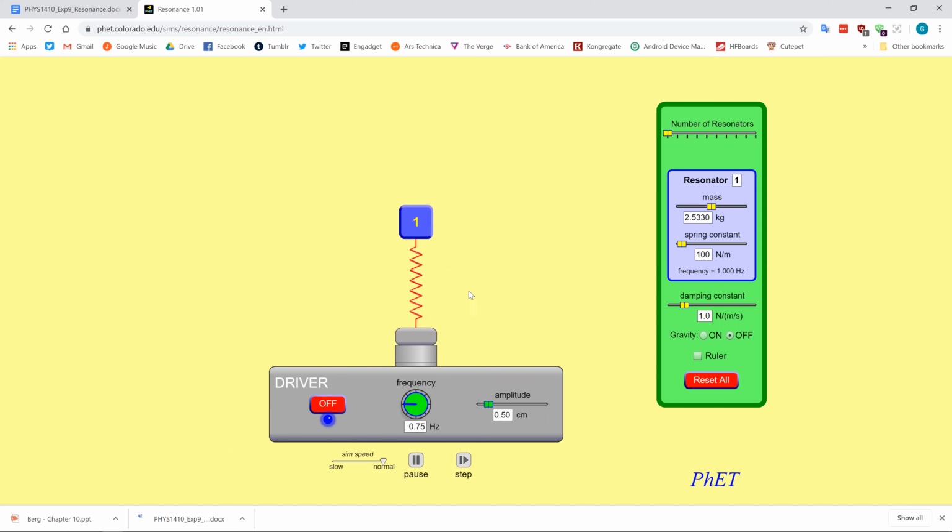Again, comparatively, it's a lot smaller. This is a little bit more consistent than it was for the 1.25. It pretty much just follows with the driver, and there's not a lot of extra oscillation. So this one is fairly consistent in the amplitude, maybe small fluctuations, but clearly not at resonance.